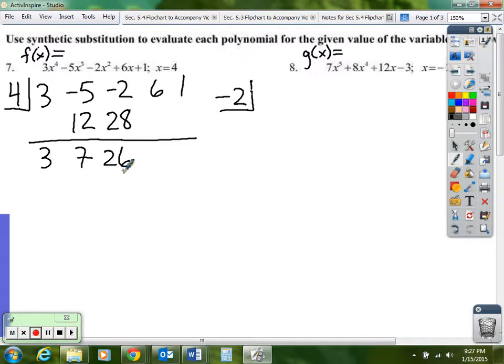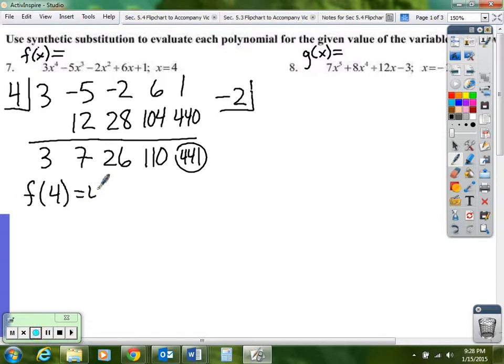4 times 26 is 104. Added to 6 is 110. 4 times 110 is 440. Leaving us with 441 in our final spot. Put this in proper form. F of 4 is equal to 441. Moving to the second problem.